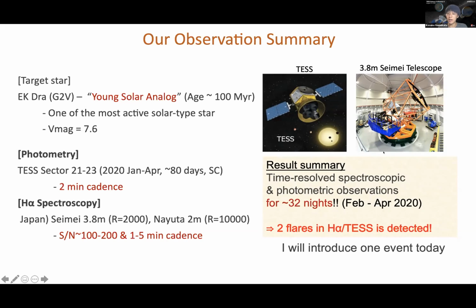So this is a simple summary of our result. We conducted a very long time baseline, about 32 nights, which is a very big campaign for only one target star. And finally, we detected two stellar flares on EK Dra with H-alpha and TESS. And I will introduce one very interesting event today.